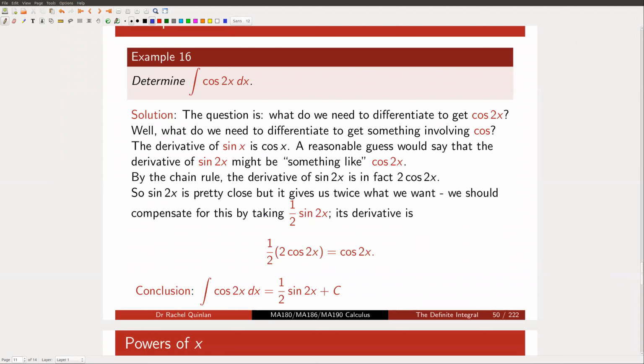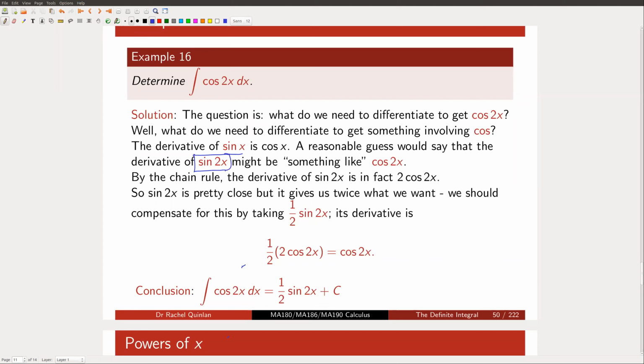So what do we need to differentiate to get cosine of 2x? Well, first ask, what do we need to differentiate to get cosine? The answer is generally sine, because when you differentiate sine of x, you get cosine of x. The derivative of sine x is cosine x, fine. But we don't want cosine x, we want cosine of 2x. So what would I have to differentiate to get cosine of 2x? Well, something like sine of 2x maybe.